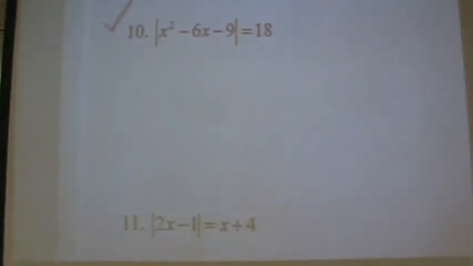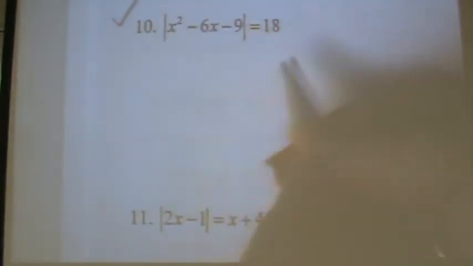Next one. Number 10 is on your test, on the exam. How do you do this?